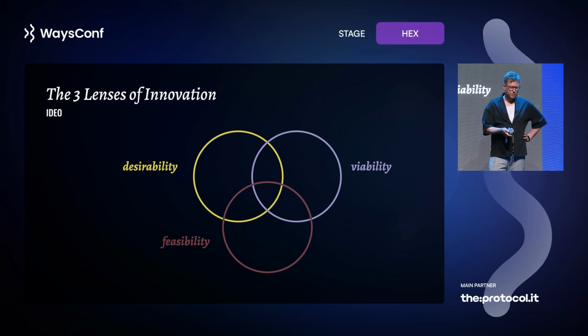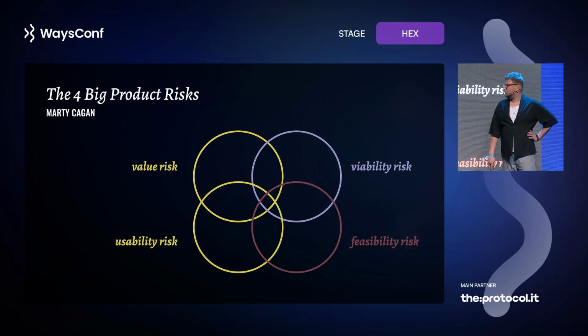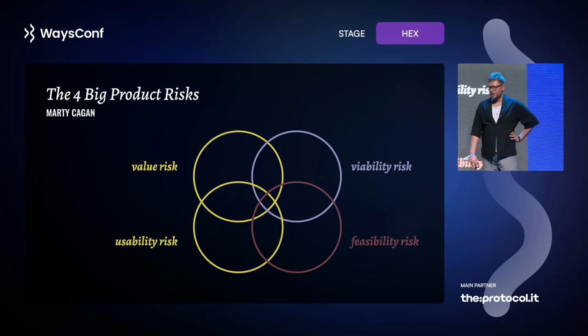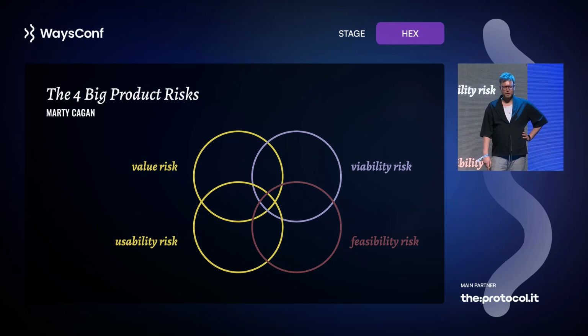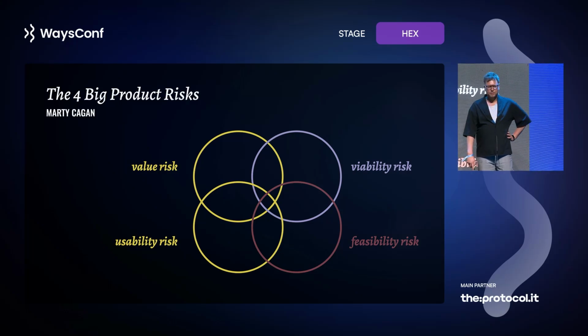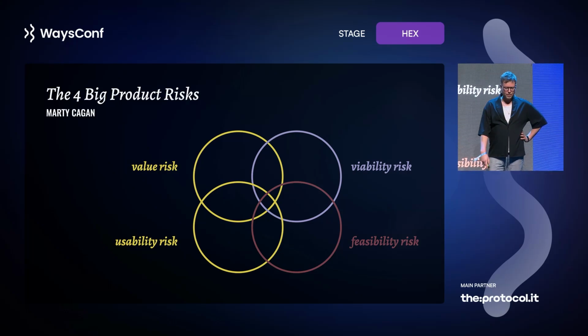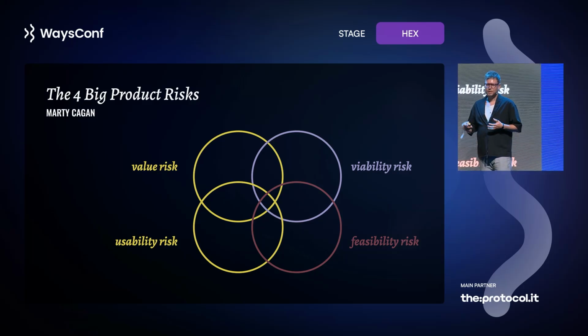There is also another diagram that is pretty similar, but with four lenses, the four big product risks by Marty Cagan from the second edition of Inspired. And as you can see, the desirability was divided between value risk and usability risk. So there are two areas regarding the user or customer. But also, in this book, Marty Cagan divided this work between different roles in the product trio.